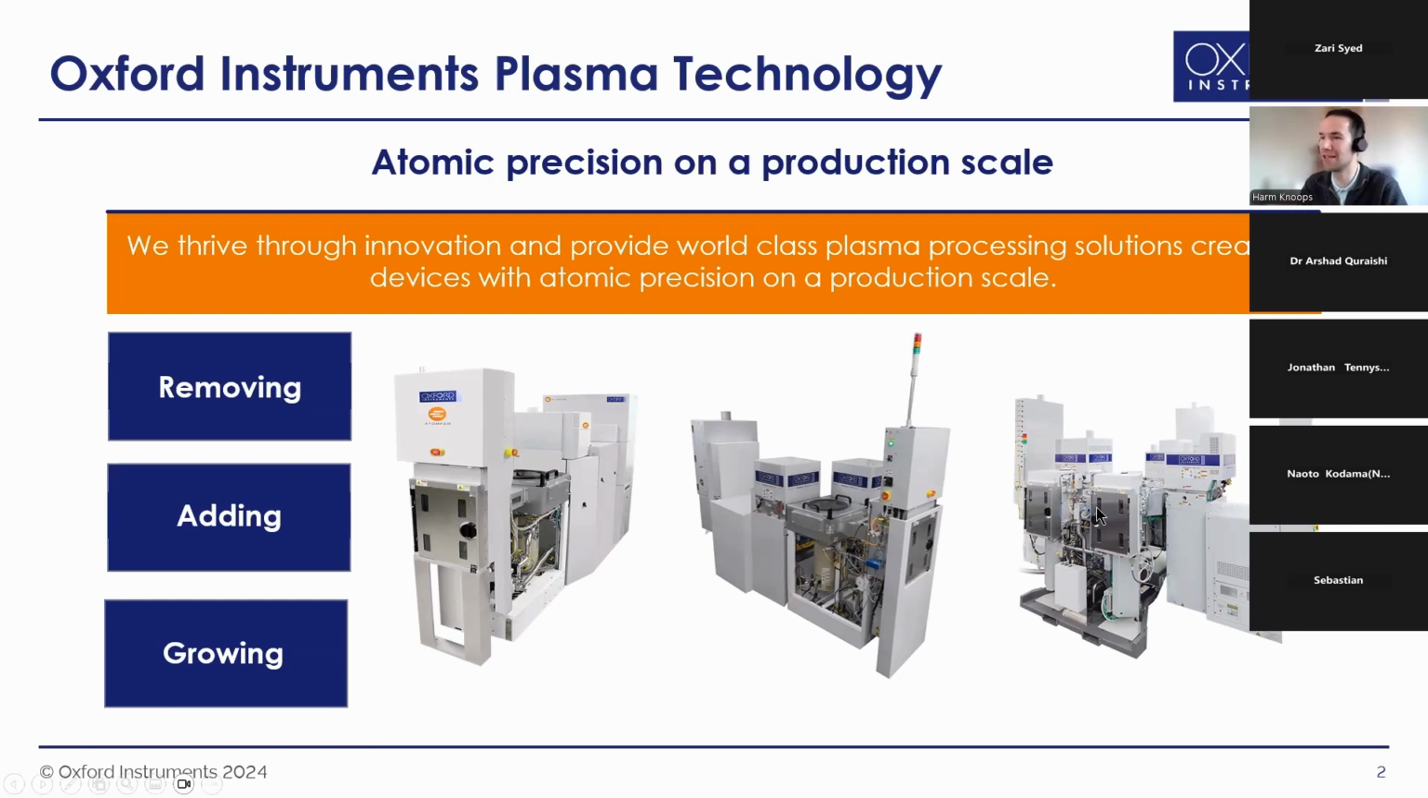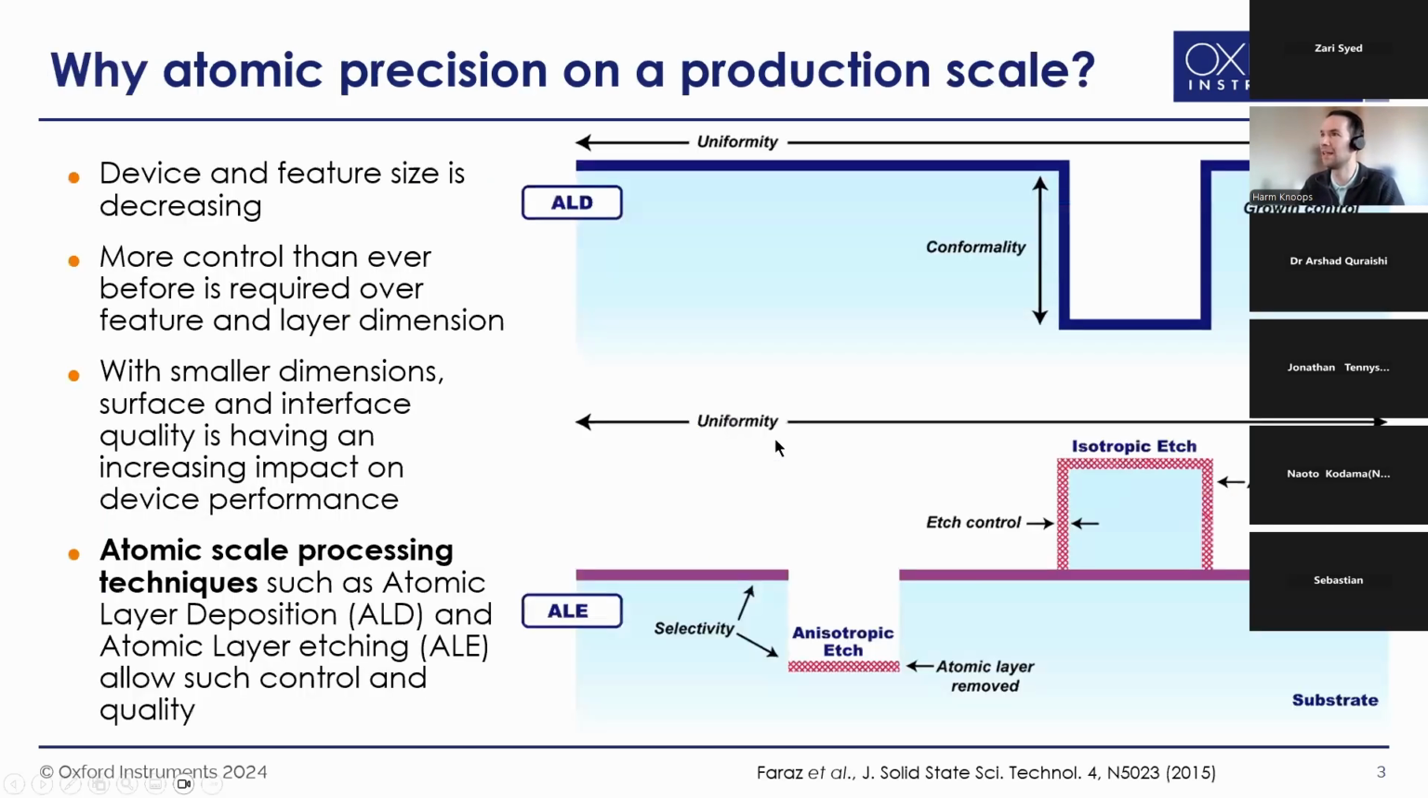And roughly saying, these tools can be used to remove material, add material, so etch and deposit and grow. There we often talk about 2D materials and such. And why then atomic precision on a production scale? Well, in many devices in industry, device and feature size are decreasing. More control than ever before is required over features and layer dimensions. With these smaller dimensions, surfaces and interface quality is having an increasing impact on device performance.